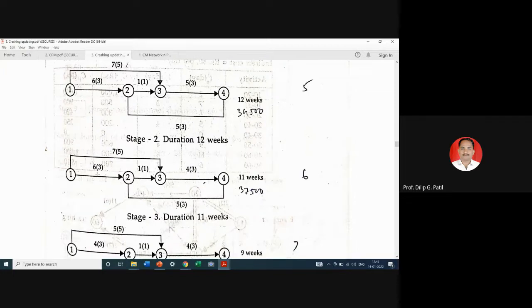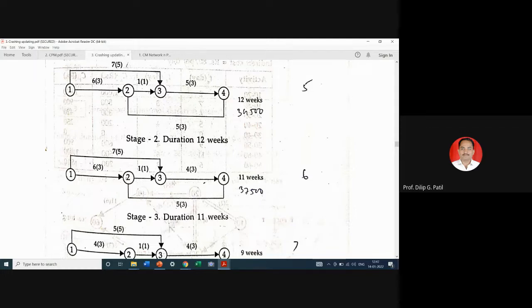So if we select this activity to crash, then parallelly you have to crash this activity. If we select this activity to crash, you have to parallelly consider 1-3 as well as 2-4. If we select 3-4 again for crashing, you have to consider crashing of 2-4 also. So hereafter all the paths have become critical, because see here, 7 plus 4 11, 6 plus 1 7, 7 plus 4 11, 6 plus 5 11. So all the paths are critical. So you have to see which combined cost slope of crashing is minimum.